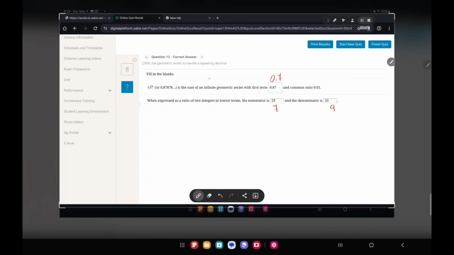And I told you in the video last week, if you have only one number being repeated, then you only put one decimal. You don't put two decimal points. I don't know why people got that mistake last week. It's a very silly mistake to get.